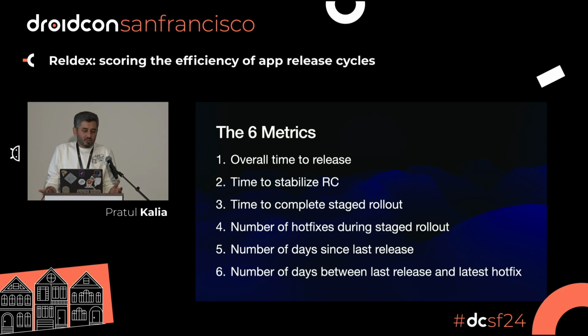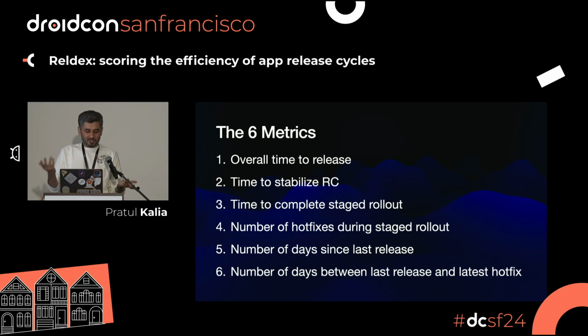So, for instance, overall time to release is, if you started your release process or your release cycle on a Wednesday, how many days did it take you to get to 100% rollout? Time to stabilize RC is how long did it take you from the start of your release to the start of your production rollout. So maybe it takes you 5 days to stabilize an RC, right?